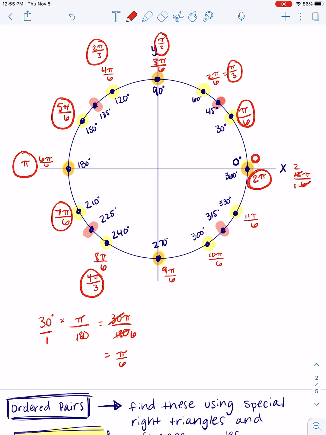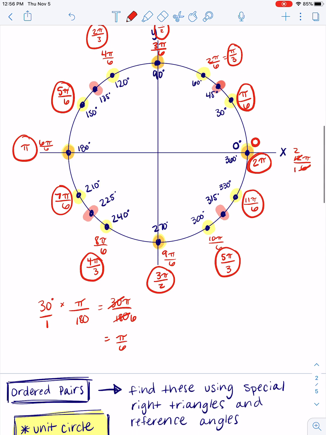9 pi over 6 would reduce, 3 goes into both, so 3 pi over 2. 10 pi over 6 does reduce, 2 goes into both of those, so 5 pi over 3. And then 11 pi over 6 does not reduce. We already reduced 12 pi over 6, okay? So you have your radian measures. They're all going to be in terms of pi all the way around your circle.